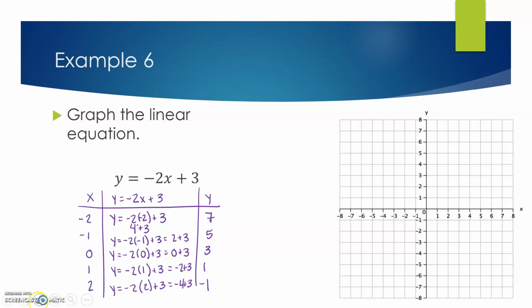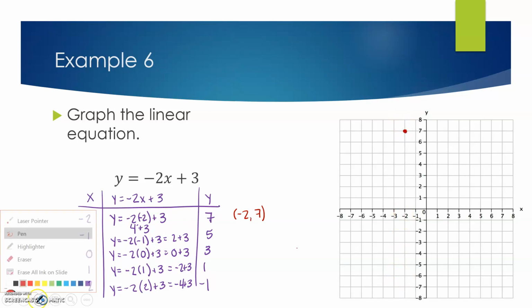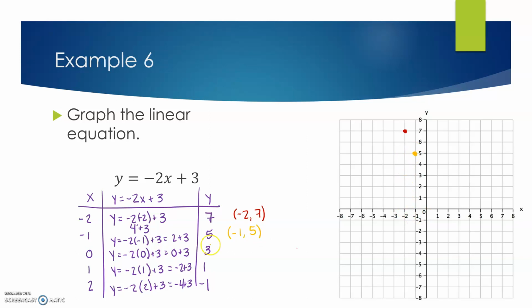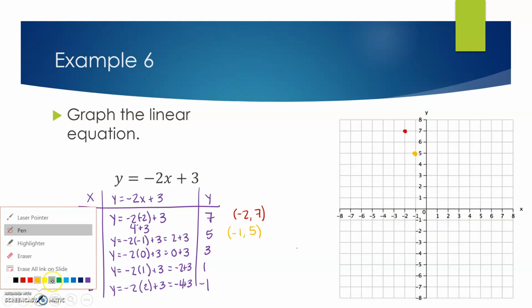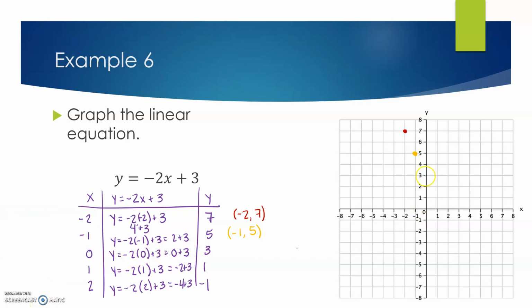So now I'm going to start graphing points. I've got -2, 7. So that's left 2 and down 7. Oh no, up 7. Sorry, it's a +7. Left 2 and up 7. Then we'd have -1, 5, which would be left 1, up 5. And then we've got 0, 3.